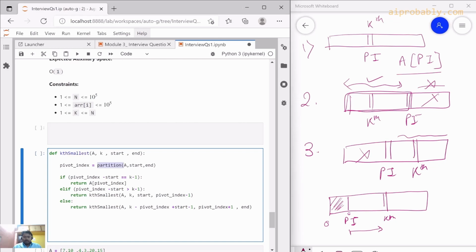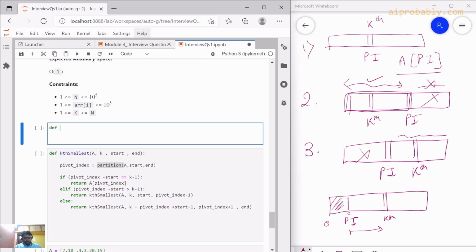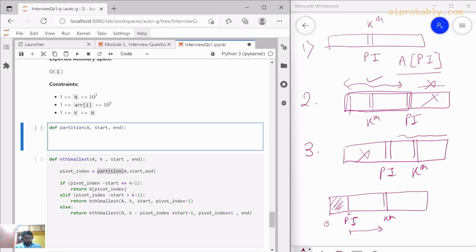Now we'll call our partition function. So we have to define the partition function definition here. We'll mention the same name which we have mentioned in the kth smallest function. The parameters will be a followed by start and the end value. Now I will choose the pivot element. The pivot element here I choose as the last value, or the last element of the array.